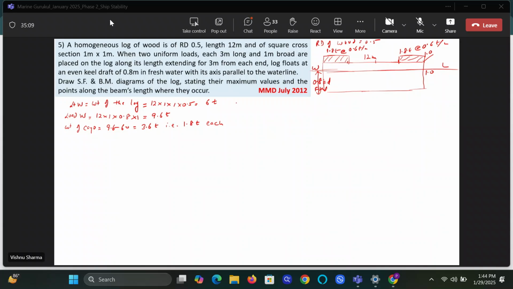Now, what will buoyancy be equal to? Buoyancy will be equal to load displacement, which will be 9.6 tons. As the question already says, here we don't have to use our head. The question says it is floating at 0.8 meters even keel, so no brainers are required here. I don't have to check whether it will float on even keel or not. Since it's floating on even keel and it is box shaped, it is distributed at a uniform rate. So if I divide by 12, it will be 0.8 tons per meter. Why? It is box shaped on even keel.